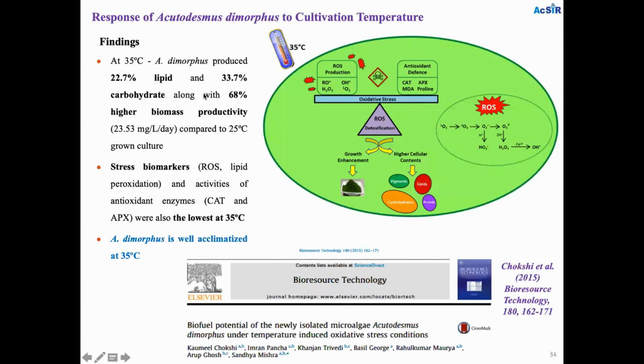All these findings led us to propose that at 35 degrees centigrade, Ectodesmus dimorphos can easily adapt and acclimatize compared to 25 and 38 degrees centigrade. If you want detailed results for my study, you can refer to my paper that is published in Bioresource Technology.